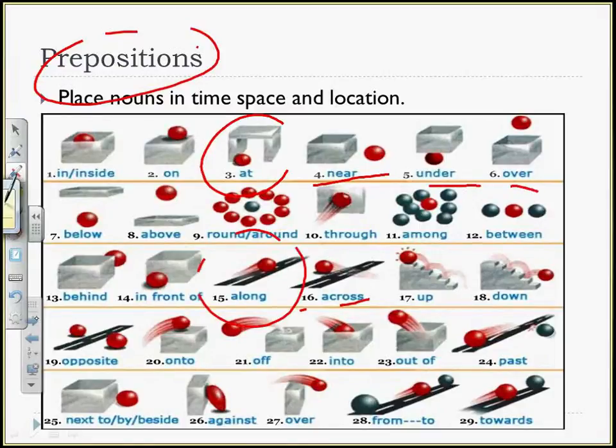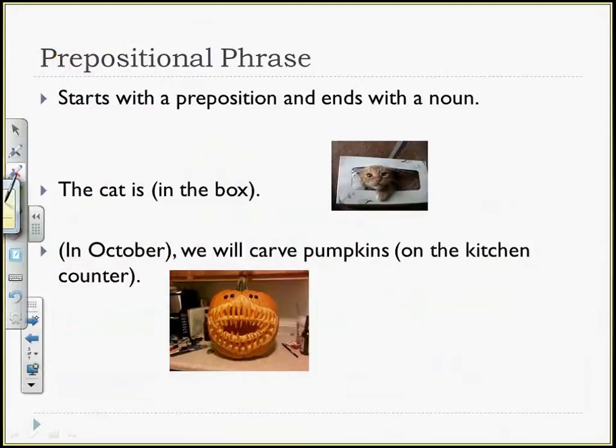These are all prepositions. A prepositional phrase starts with a preposition and ends with a noun. So if we have this sentence, the cat is in the box. It starts with a preposition and it ends with a noun. Oh, look at our little cat. It's in the box.